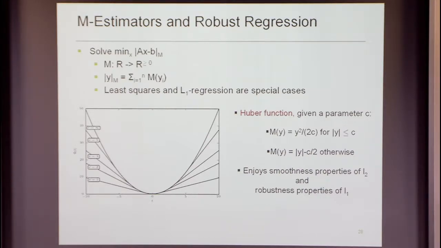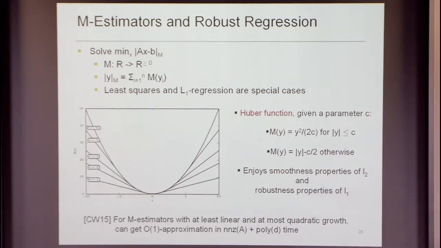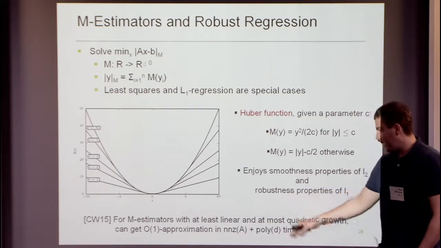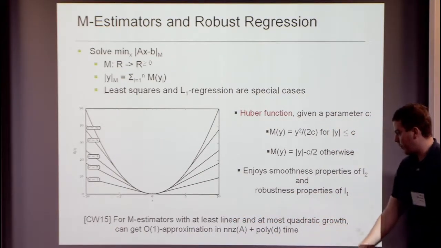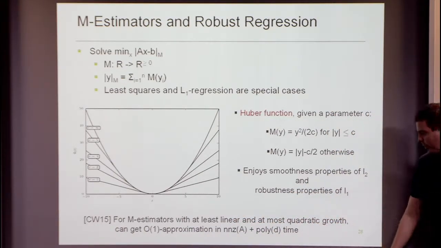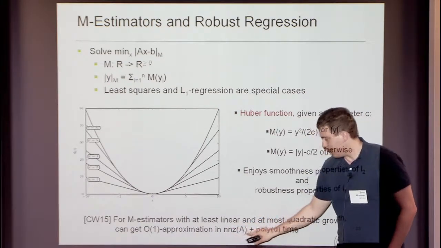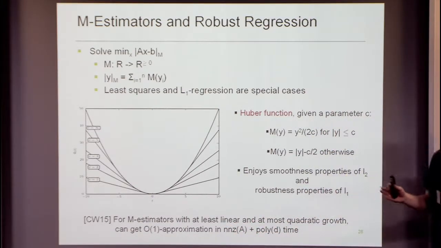And in recent work with Ken, we show that for a class of M-estimators which have at least linear and at most quadratic growth, you can get a constant factor approximation in roughly number of non-zero entries of your input matrix time.